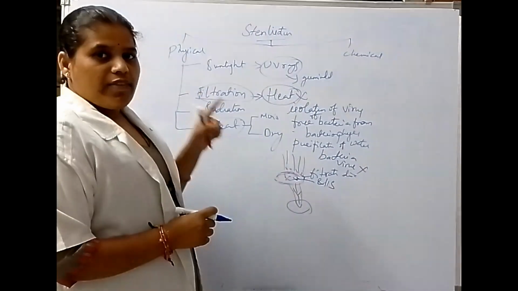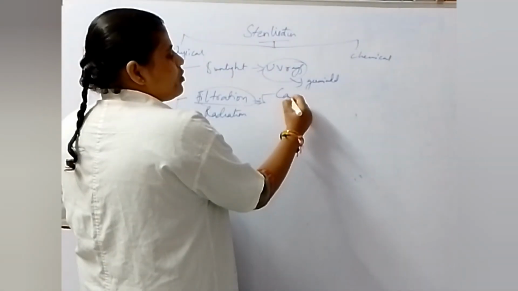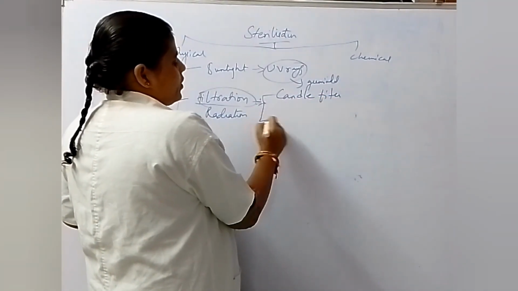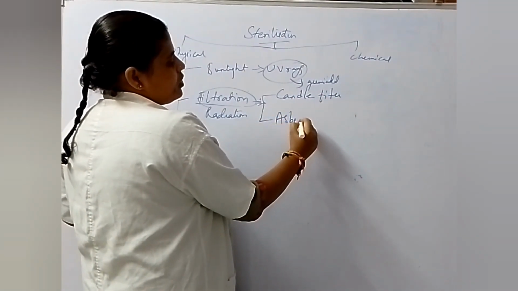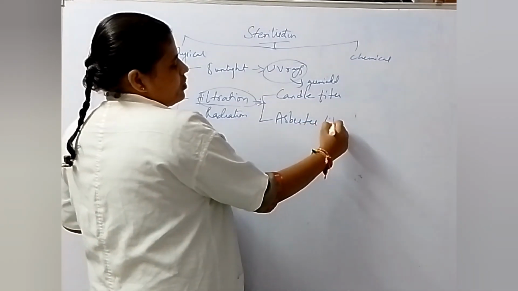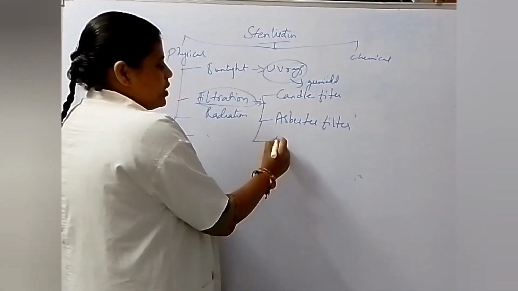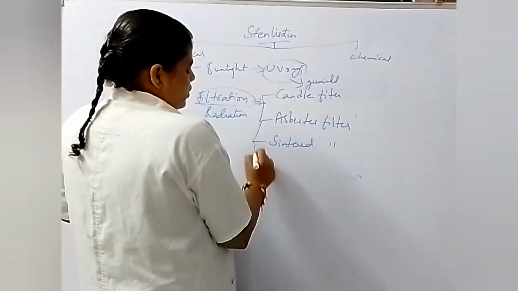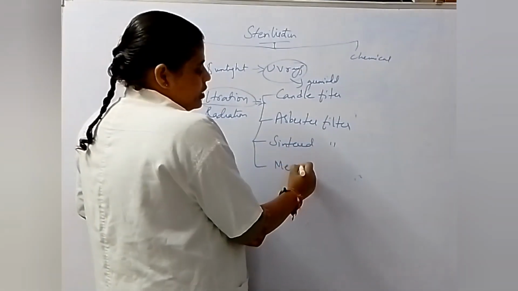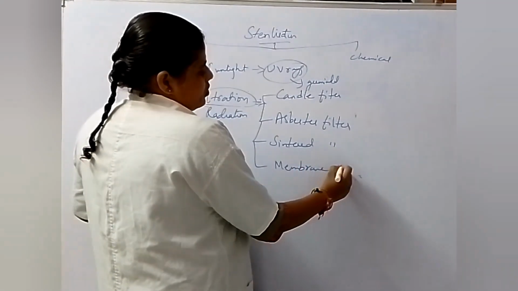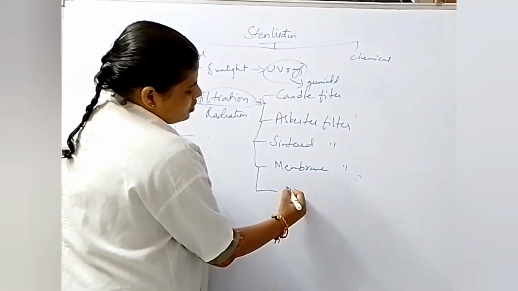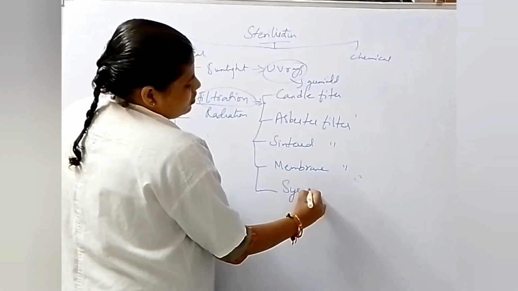In filtration we have different types. First we have the candle filter, next the asbestos filter, sintered filter, membrane filter, and syringe filter.